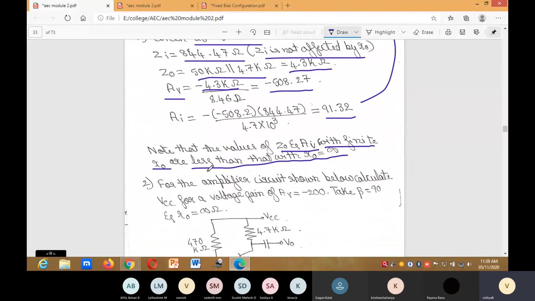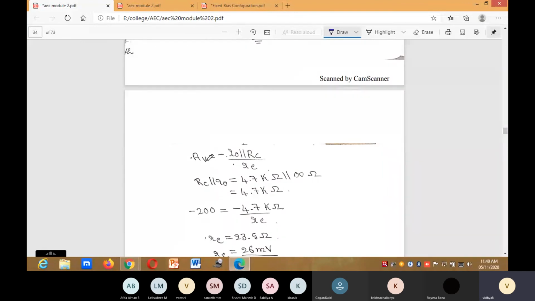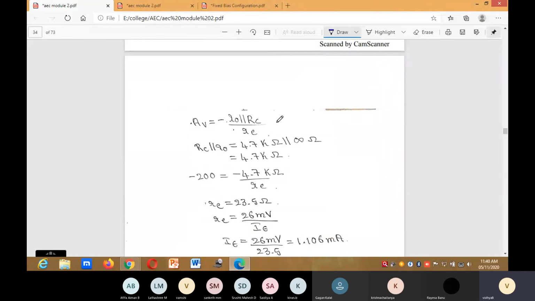Next problem: for the amplifier circuit shown below, calculate VCC for a voltage gain AV equal to minus 200, take beta equal to 90 and R0 equal to infinity. They have not given the VCC value; they have given the RB value, the RC value, the beta value and the small R0 value. We need to find out the VCC. AV is equal to minus R0 parallel with RC divided by small RE. R0 parallel RC you will get 4.7 kilo ohm, because R0 is infinity, it is neglected.